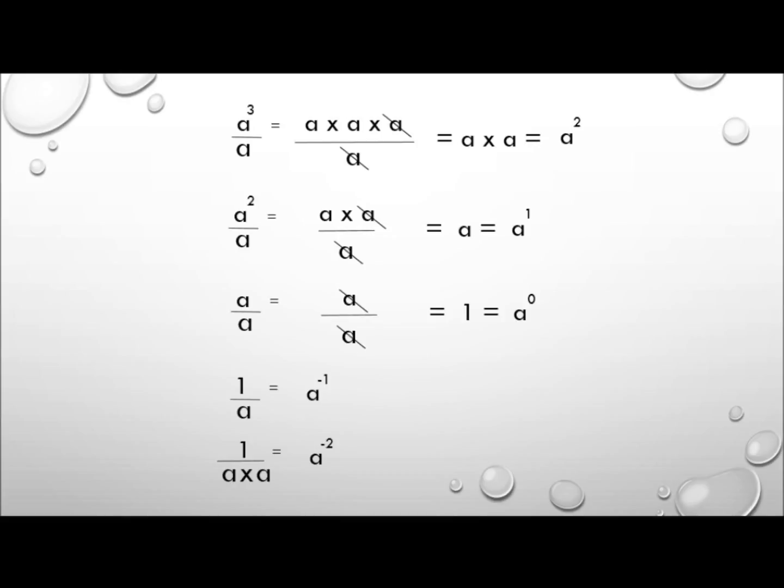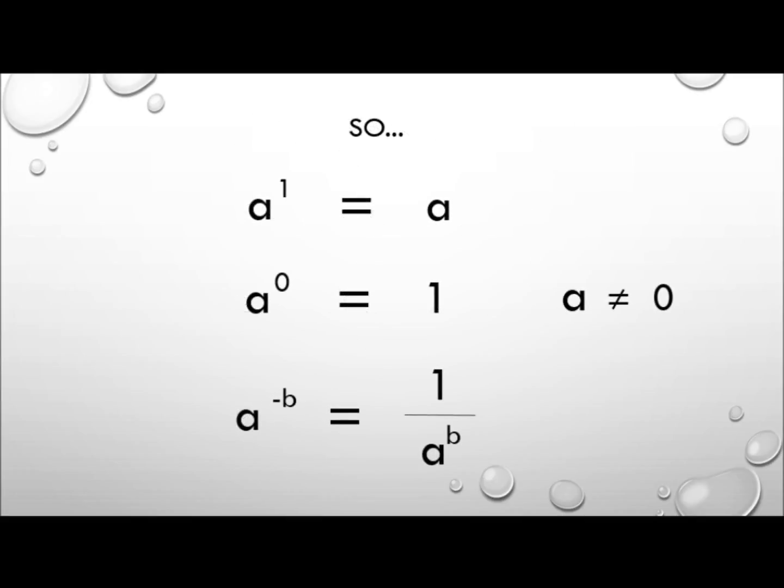In fact, any negative exponent or any negative index just means 1 over the number with the positive index. So a to the power negative 3 is 1 over a cubed, a to the power negative 4 is 1 over a to the power 4, and so on.